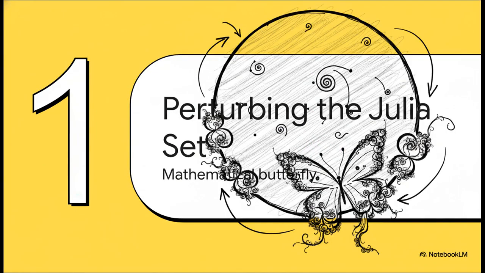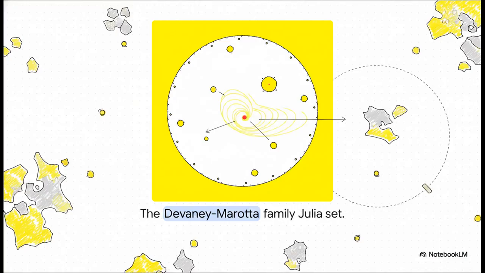All right, starting off with part 1, perturbing the Julia set, the mathematical butterfly effect. Normally, a Julia set is basically the boundary line between points that fly off to infinity when you run them through an equation and the points that stay safely trapped near the center. For a simple equation, this boundary is just a perfect unit circle.